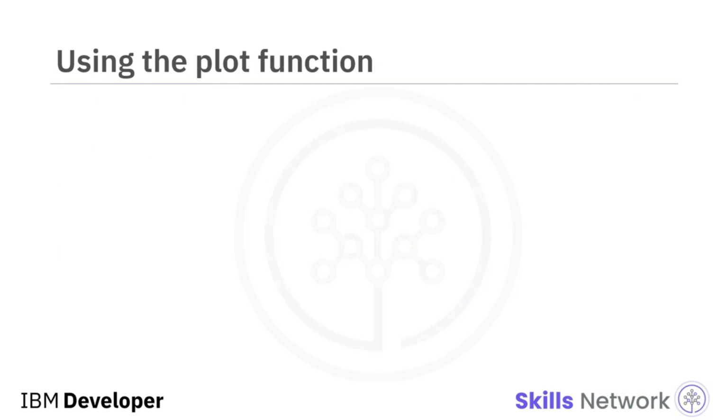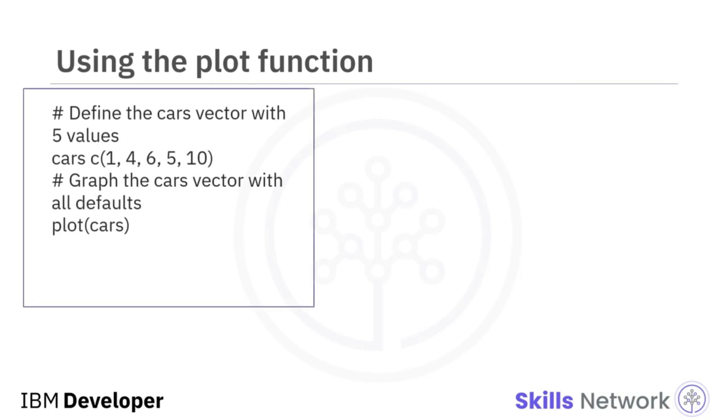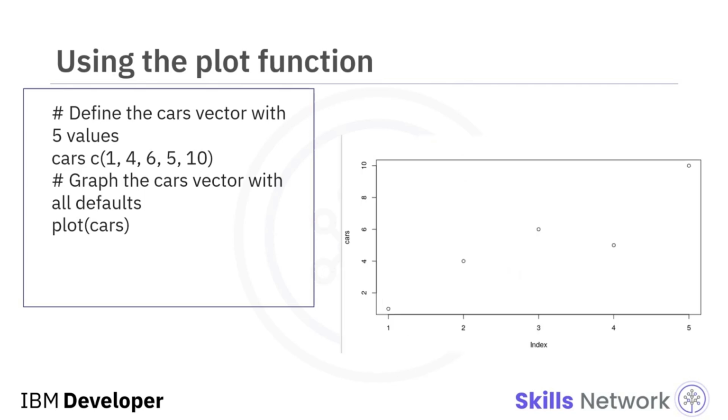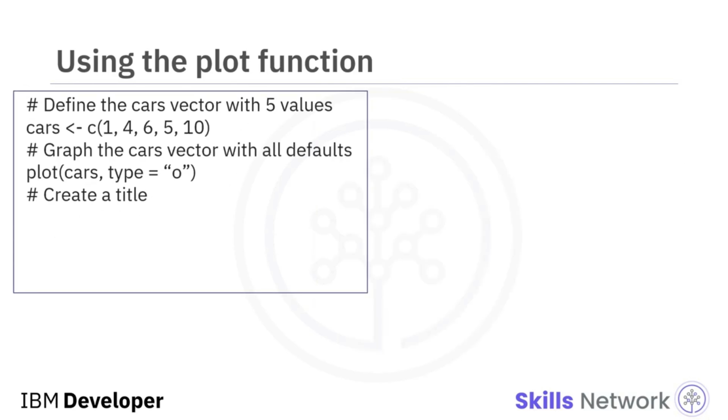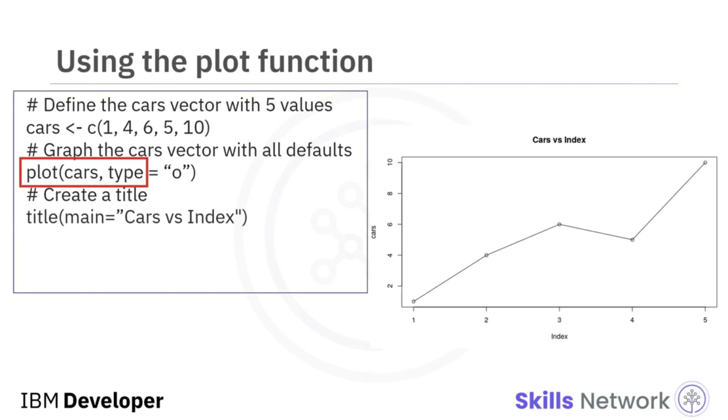R has inbuilt functions to create plots and visualization. For example, you can create a plot using the definition shown here. The plot function returns a scatter plot of the values versus the index. You can also add lines to the function and a title to make the visualization easier to read and understand. To add a line, you specify the type, and to add a title, you specify the title function. And now in the plot, you have added a line and a title.